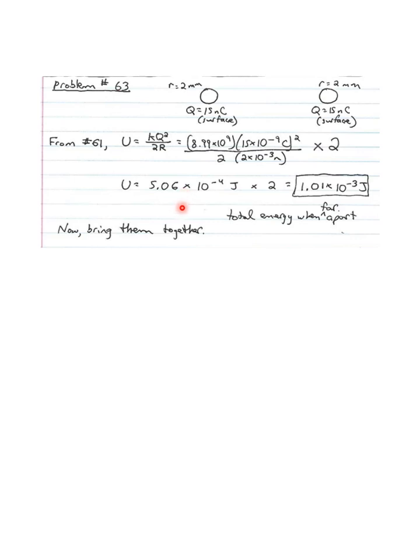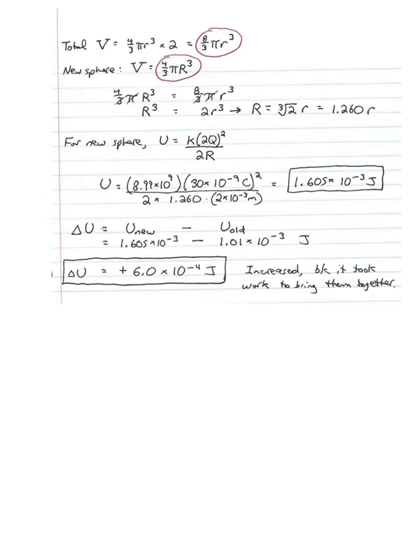Now, we're going to bring them together. Remember, the question is asking, find the change in electrostatic potential energy. The total volume, when you bring them together, each of them individually had a volume of 4/3 pi r cubed, and we're going to multiply times 2, so that becomes 8/3 pi r cubed. That is the total volume of our new sphere. But I want to know the radius of our new sphere.